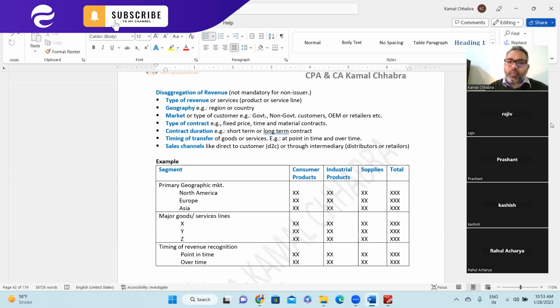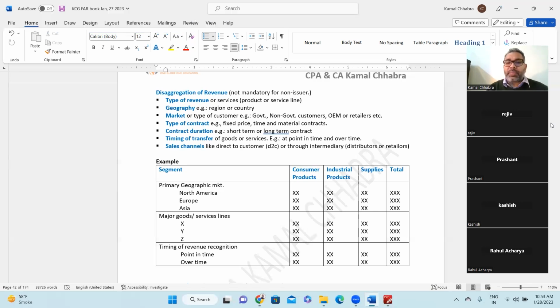Type of revenue and type of services, whether it's product-wise or service-wise, right? Second is geographical location, region-wise: Americas, North America, international. Then market-wise or type of customer-wise. It may be a government customer, a specific product only for government customers, or specific for non-government customers, specific for OEM, specific for retailer. Do you know what is OEM? Any idea what OEM is? Original equipment manufacturer, like GM. Yes, absolutely true. Original equipment manufacturers, right? Whether you are selling to OEMs or to resellers.